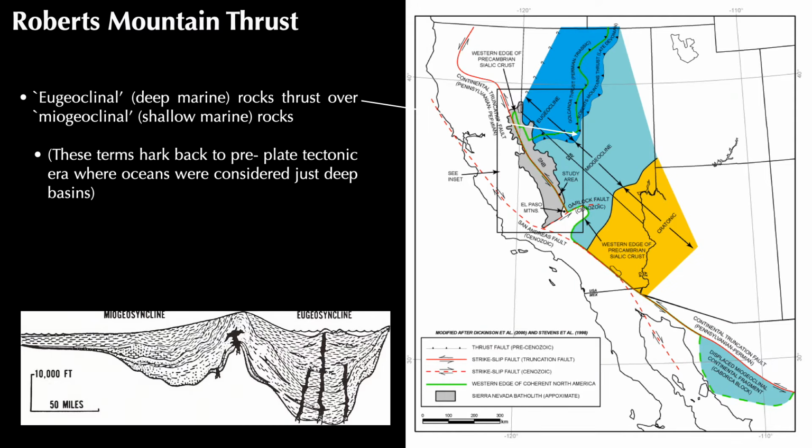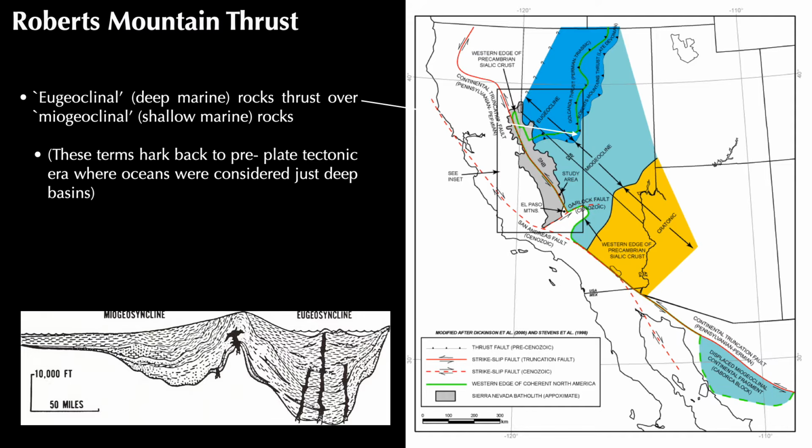And although this is a cryptic feature now, its size or length of exposure suggests that there was significant compressional deformation. Here's a map of the allochthon. It's this fault that the white arrow is pointing to. And here it's labeled with these terms that are sometimes still used, perhaps useful to know, called eugeoclinal, meaning deep marine, and miogeoclinal, meaning shallow marine.